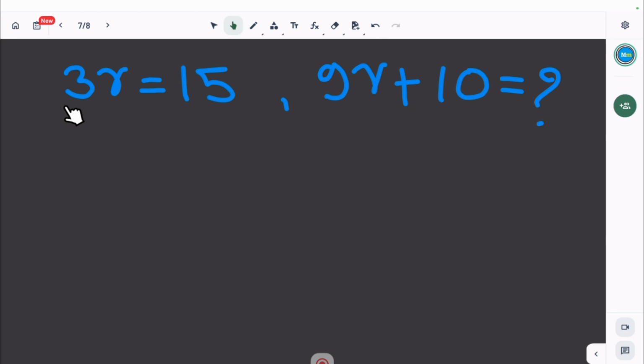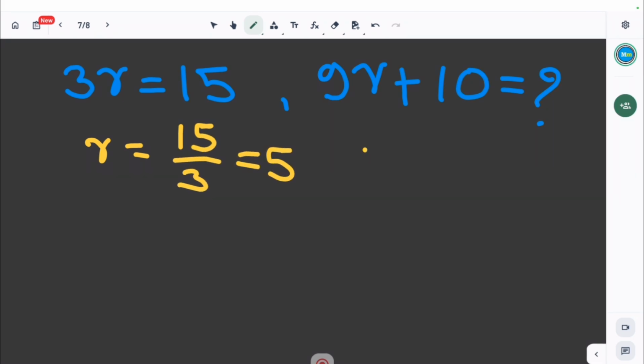So today's question is: 3r equals 15. So 9r plus 10 equals what? Let's see. I will show you two methods to solve this problem. Let's see. 3r equals 15. So r will be 15 divided by 3, that is 5.